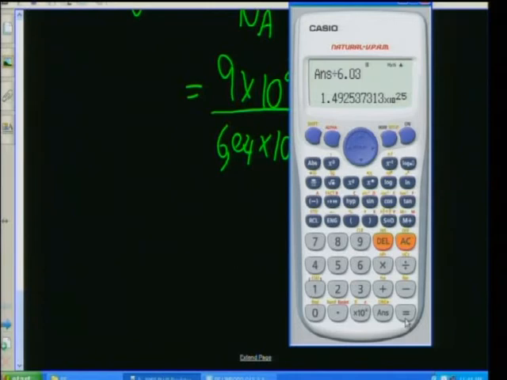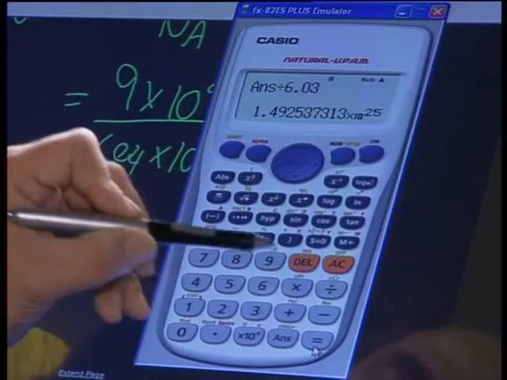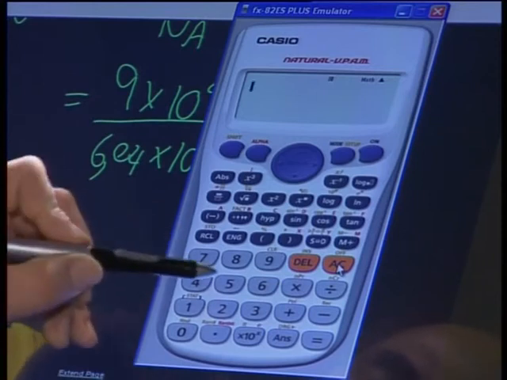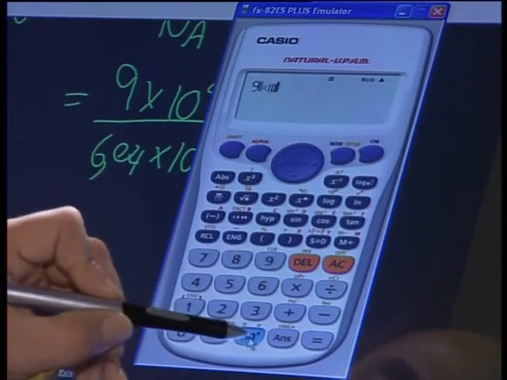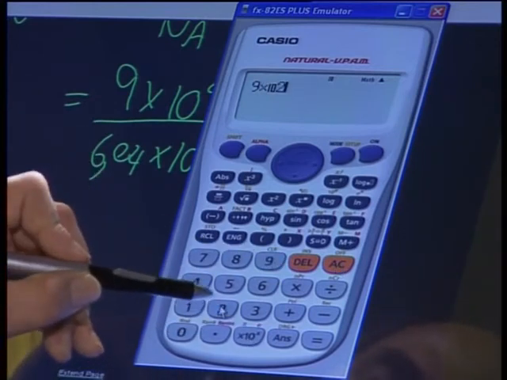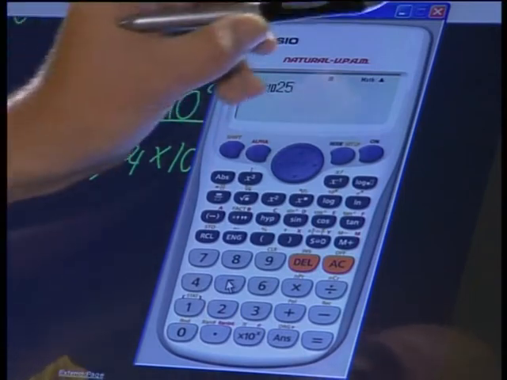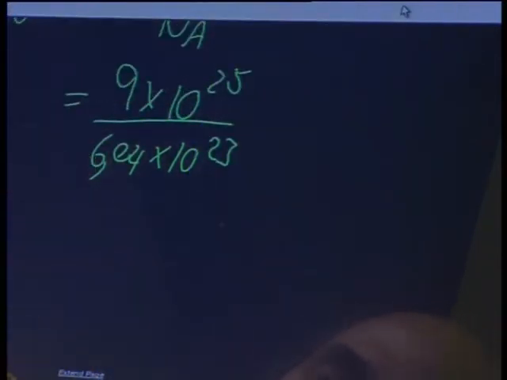So I'm getting 1,492 times 10. Sorry, I didn't do that properly. So let's just try and undo. I'll do it again. I'm going to write 9 exponent 25. Check. 9 exponent 25.